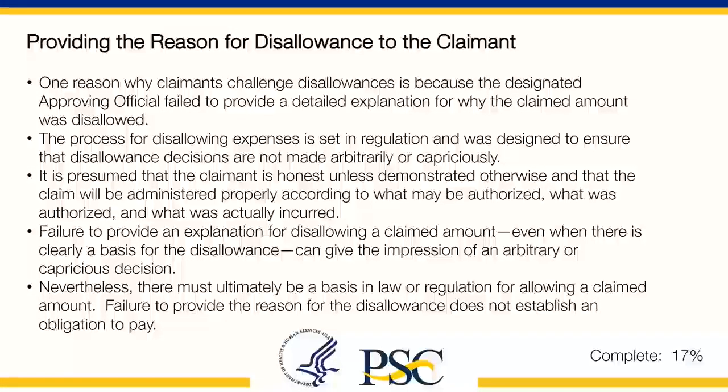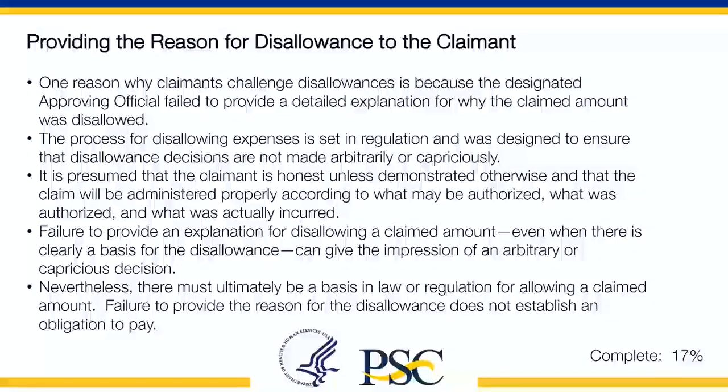The process for disallowing expenses is set in regulation and was designed to ensure that disallowance decisions are not made arbitrarily or capriciously. It is presumed that the claimant is honest unless demonstrated otherwise and that the claim will be administered properly according to what may be authorized, what was authorized, and what was actually incurred. Failure to provide an explanation for disallowing a claimed amount, even when there is clearly a basis for the disallowance, can give the impression of an arbitrary or capricious decision.